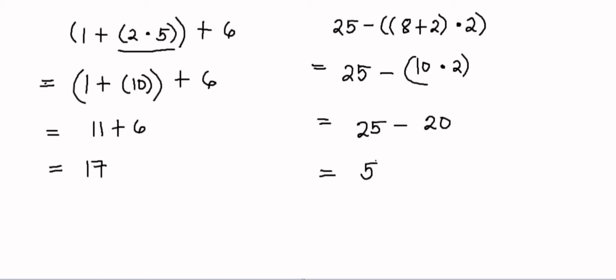So when you have multiple sets of parentheses, go to the innermost one. We did that first. The 8 plus 2 is 10. I still have to multiply by the 2. That's inside of parentheses, so I do it next. Finally, after all the parentheses are gone, then I just go left to right, subtracting the numbers, and then I have an answer for 5.